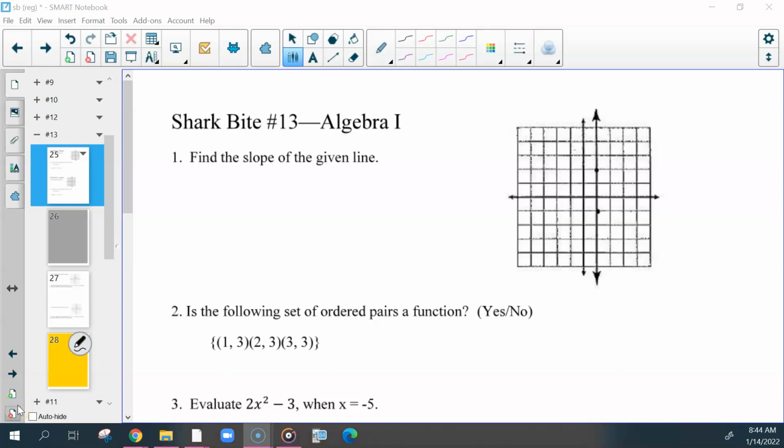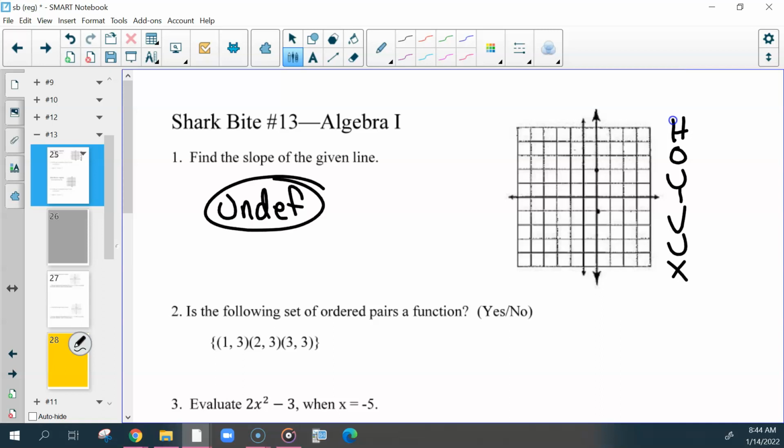Alright, for number 1, you need to find the slope of this line. So you need to remember your slopes. What was the slope of this line? You guys can say it out loud. Undefined. Is that not what you said? Is that what you said? Okay.